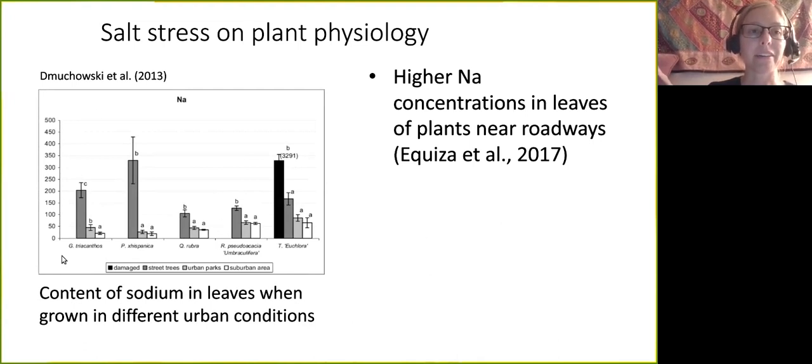This is a graph of the content of sodium in leaves when grown in different urban conditions. So this is the sodium content. These darker gray bars are showing plants that were grown on streets, and then we have urban parks and suburban areas. And this is a category of just damaged trees. But you can tell in the street trees, most of them have a significant difference in sodium levels in the leaves when they're by the street as opposed to other areas. This is the only one, T. euchlora, that doesn't have a significant difference between those.